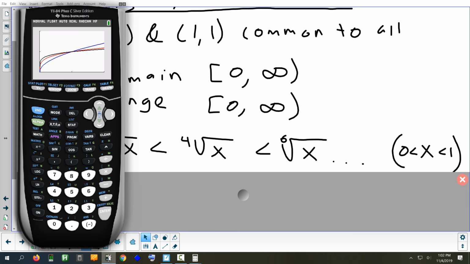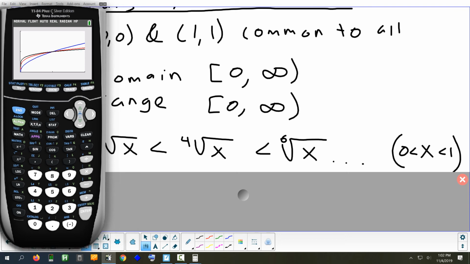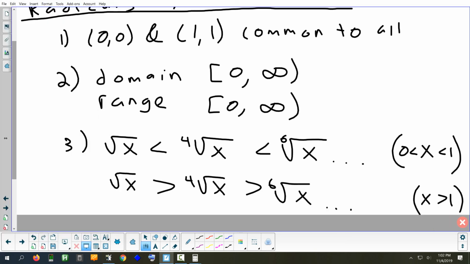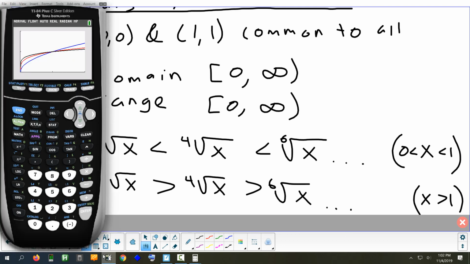Between 0 and 1, in this section, you can see that a sixth root is the highest. The black one is on top. And the square root is on the bottom. So between 0 and 1, when you're dealing with decimals, the higher the root, the higher the number you get. When you go after 1, it's the opposite. The higher the root, the lower it gets. So if I bring this back up, after 1, a square root is on top of a fourth root. The blue one is on top of the red. The fourth root is greater than the sixth root. So the red one is on top of the black.